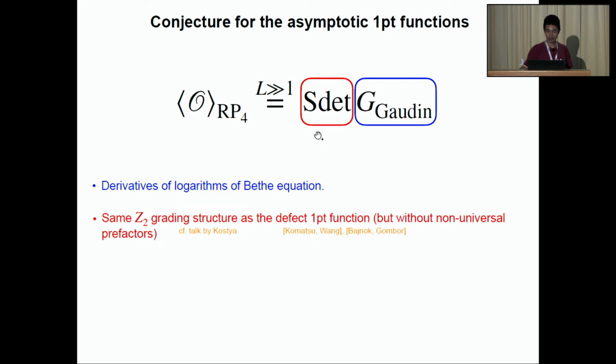Okay, so this was the conjecture for the asymptotic one-point function. But at this point it's still a conjecture, and we are doing the one-loop check of this conjecture.